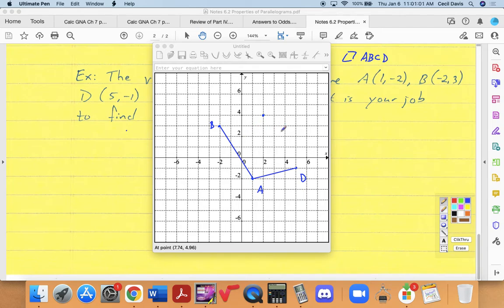Why is it important that it's the same slope? Parallel. So they'll be parallel. If it's not the same slope, it's not going to be parallel. And why is it important that they're the same length? Because it's a parallelogram. That's one of the properties of a parallelogram. So C is right here at coordinates 2, 4.